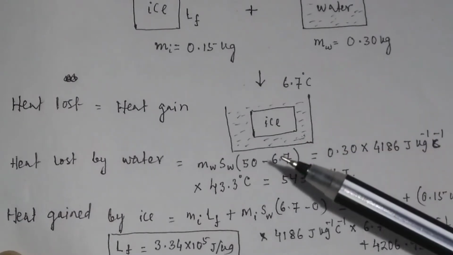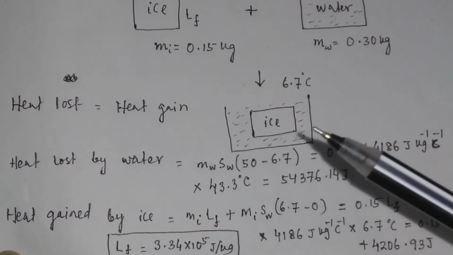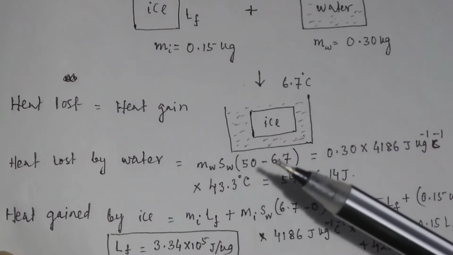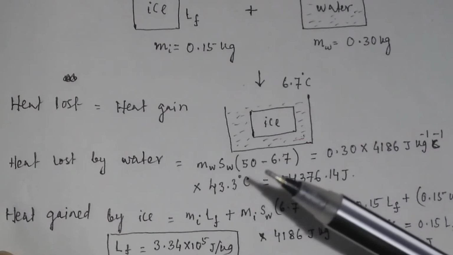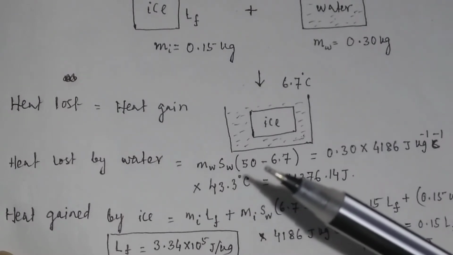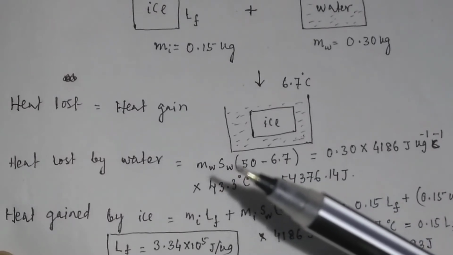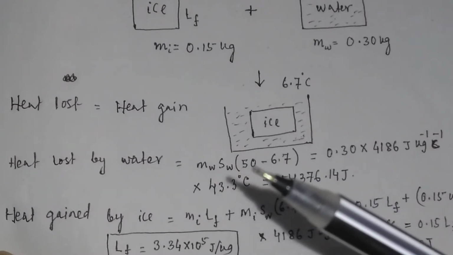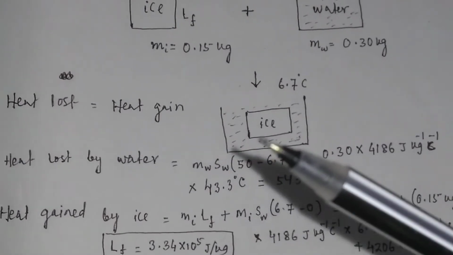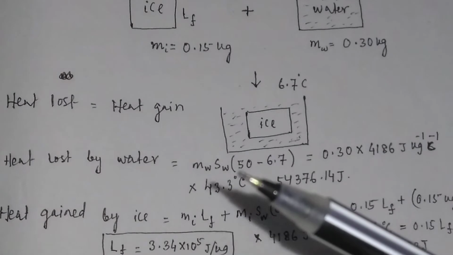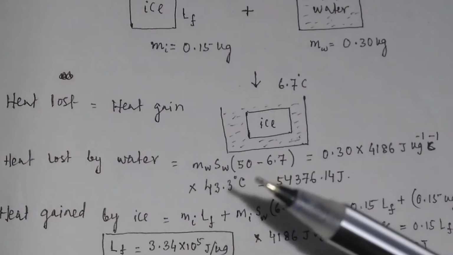So what is the heat lost by water? For heat loss by water, you have to use the formula Q equal to m s theta, or Q equal to m s (theta 2 minus theta 1), because here there is no phase change. If there is no phase change, only a change in temperature in one state or in one phase, you use the formula Q equal to m s (theta 2 minus theta 1).